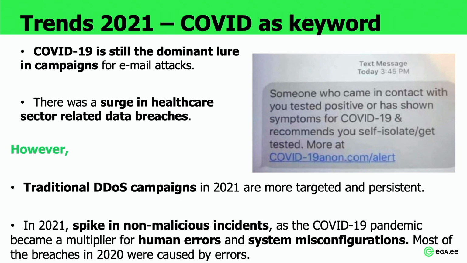But still, besides COVID, there are traditional DDoS campaigns. DDoS means distributed denial of service campaigns, which aim to stop some services, at least temporarily. So these types of attacks are still quite common. And also different human errors and misconfigurations are still used to introduce different kinds of malicious activity and attacks.